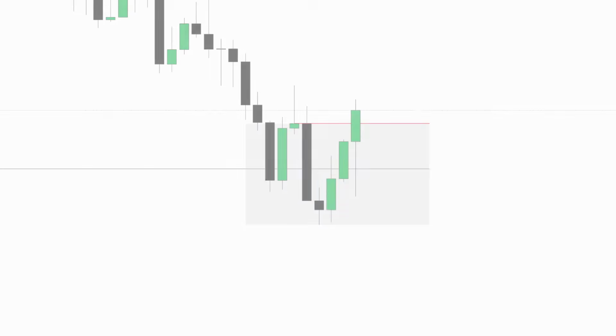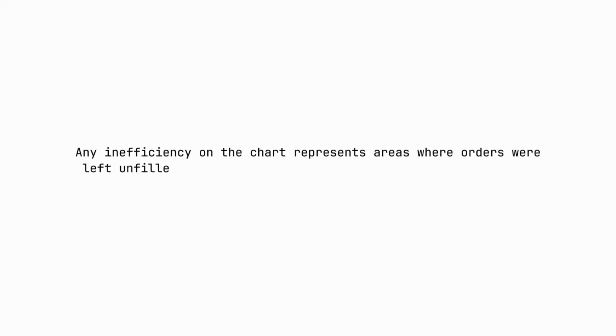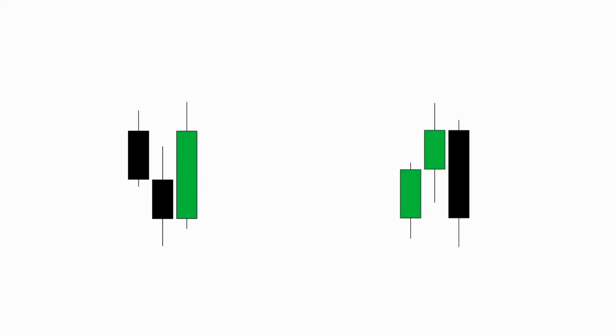Conclusion on inefficiencies. Any spot on the chart where the market moved in a way that didn't allow all orders to be properly filled is considered an inefficiency. It simply represents leftover or partially filled orders during price movement, and it doesn't matter why they were left behind. As for fractals, they are not inefficiencies because they form after the move has already completed. They are a visual result of the movement, not part of the price delivery itself.